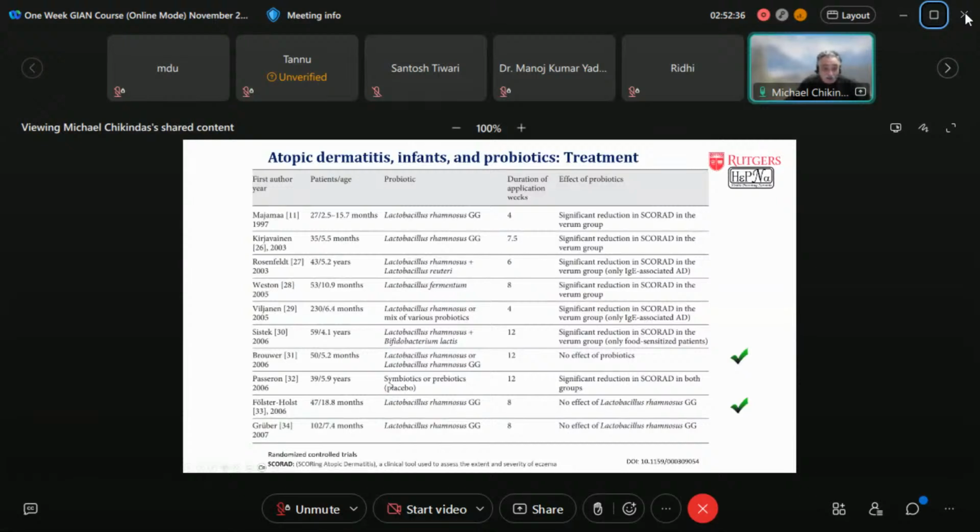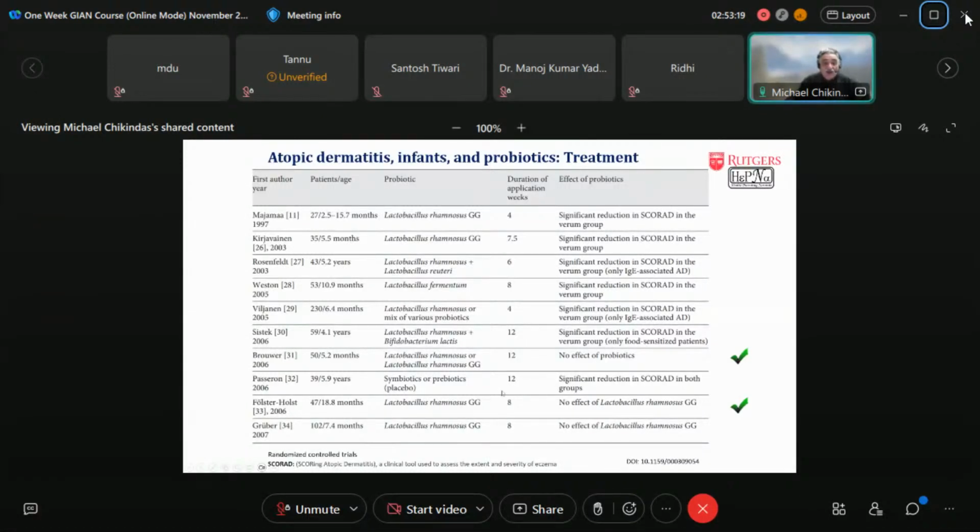And a good thing again, we have significant reductions in scores, which is the SCORAD scoring of atopic dermatitis, in the experimental group. But another example, duration of application 12 weeks: some Lactobacillus rhamnosus or LGG, and no effect. Rhamnosus, 12 weeks application, significant reduction. 8 weeks application, LGG, our beloved strain, no effect. Why? Again, we don't know.